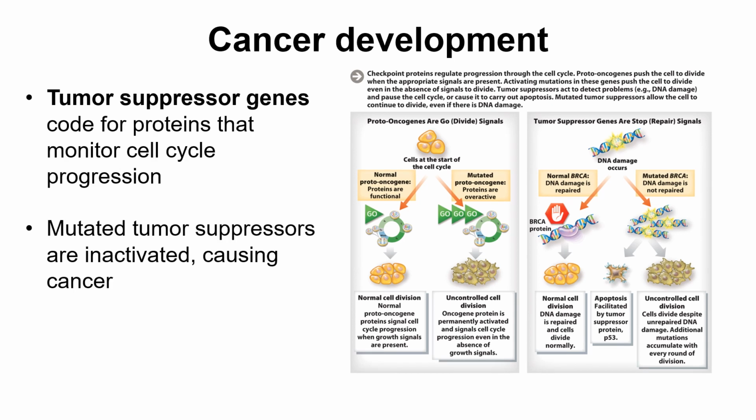A tumor suppressor gene, on the other hand, codes for a protein that tells the cell to stop. To stop because there's DNA damage, so we need to fix it, or stop because we need to ensure that the chromosomes are properly replicated. So if there is a mutation in a tumor suppressor gene, then the cell can no longer pause, and eventually that's going to lead to cancer.